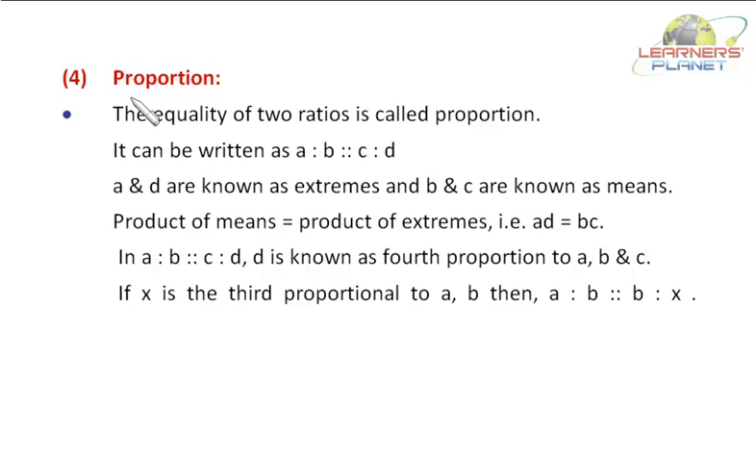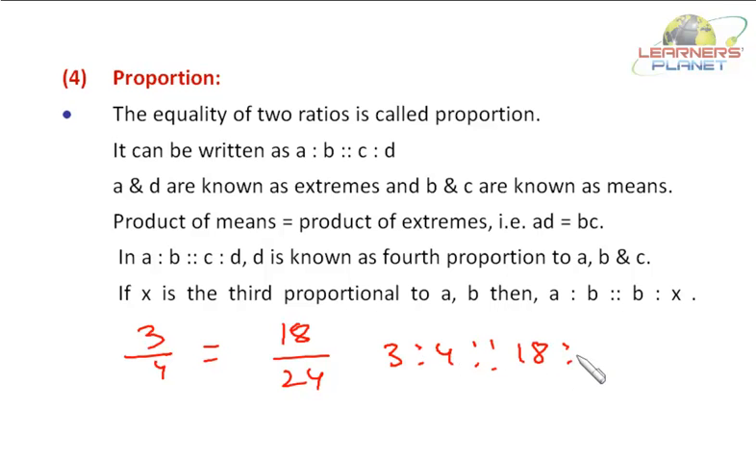Now the next term, that is proportion. The equality of two ratios is called proportion. It can be written as A is to B in proportion to C is to D. Suppose I can say 3 by 4 will be equal to, definitely, maybe 6 3s are 18 and 6 4s are 24. So 3 by 4 is equal to actually 18 by 24. That means 3 is to 4 are in proportion of 18 is to 24.